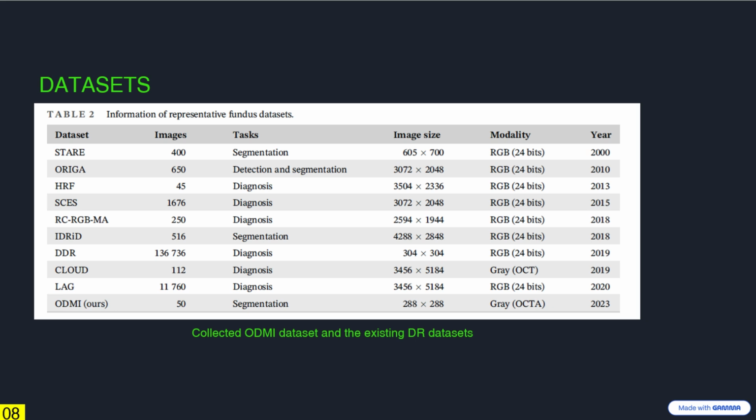In this dataset, they use 50 images, and the main task, as already mentioned, is segmentation. The image size is 288 by 288, and the modality is gray, or black and white, and the data was taken during 2023. Compared to the other datasets, it's maybe a little bit smaller, but it still can be used for simple segmentation for the machine learning to learn.